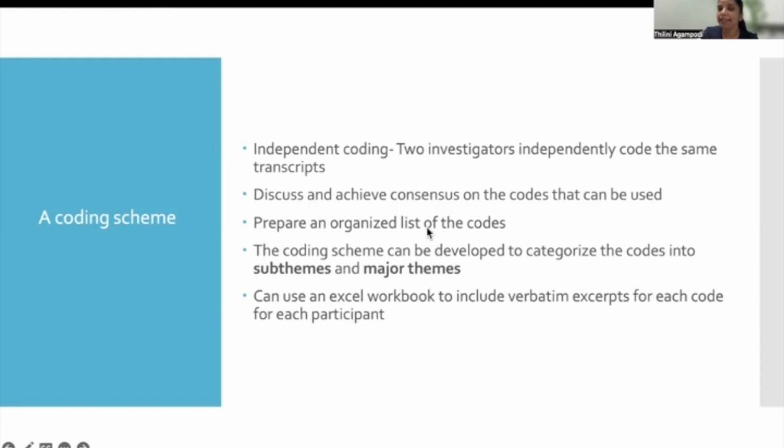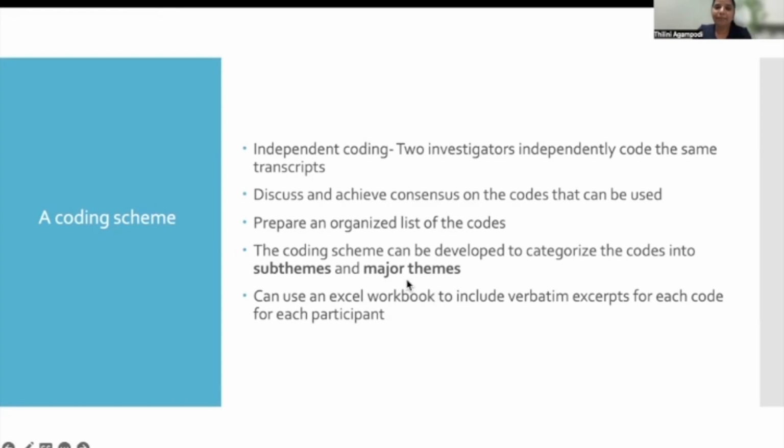So this organized list of codes is called the coding scheme. The coding scheme is developed by coding a few transcripts initially, right? And then you are going to apply that coding scheme to all the transcripts. I relate this because these procedures you need to write in your proposal or manuscript, right?